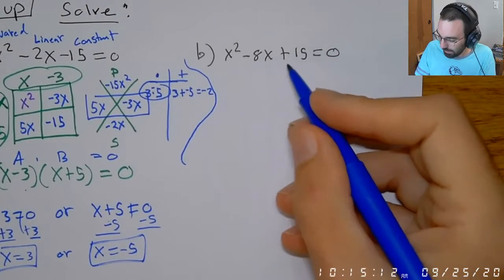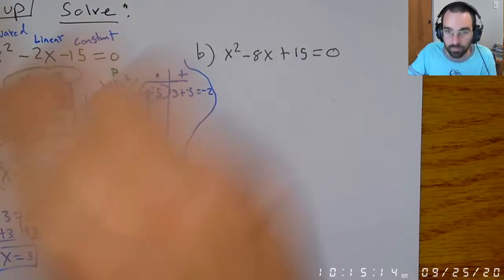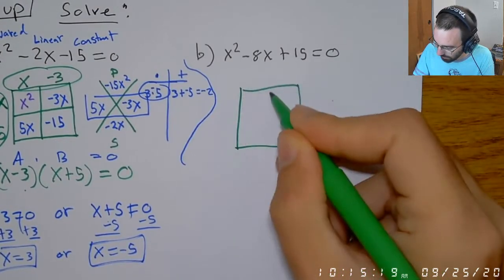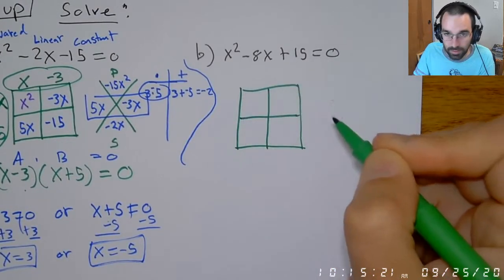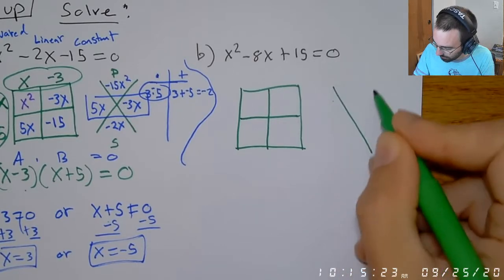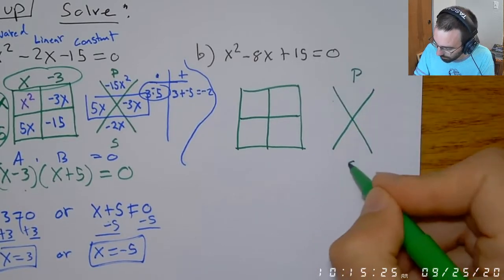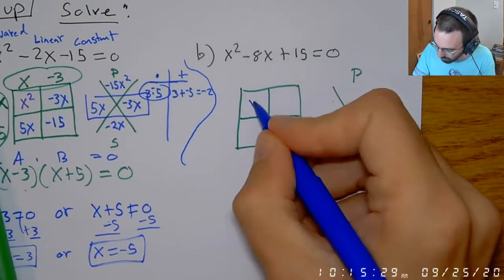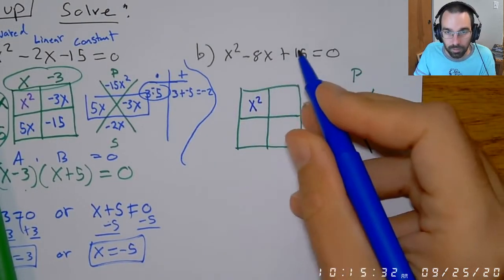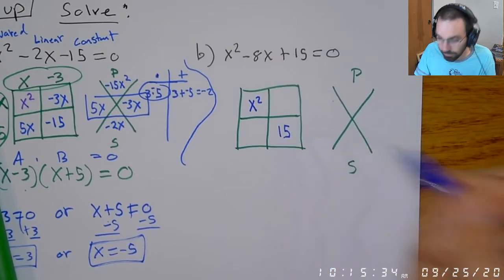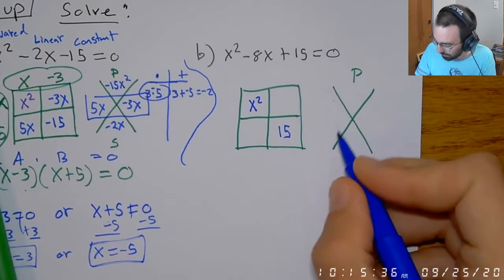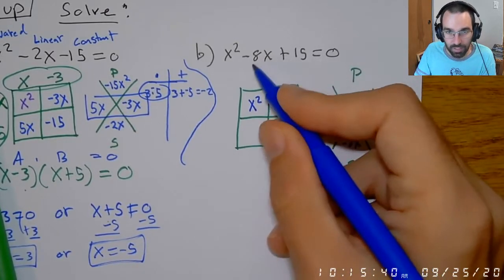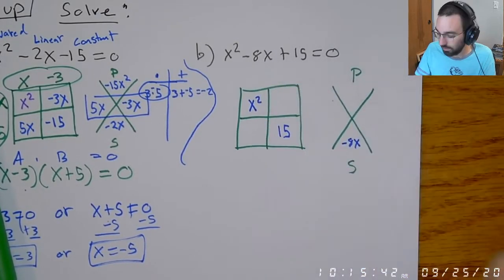All right, so again, we're going to do the same thing here. I want to factor and solve, so I'm going to go ahead and draw the box, and I'm going to draw the x. I have my product and my sum. Inside the box, my squared term is going to go in the upper left, my constant term is going to go down here, and my linear term is my sum, because these two numbers always add up to my linear term. That's why we call it the sum.